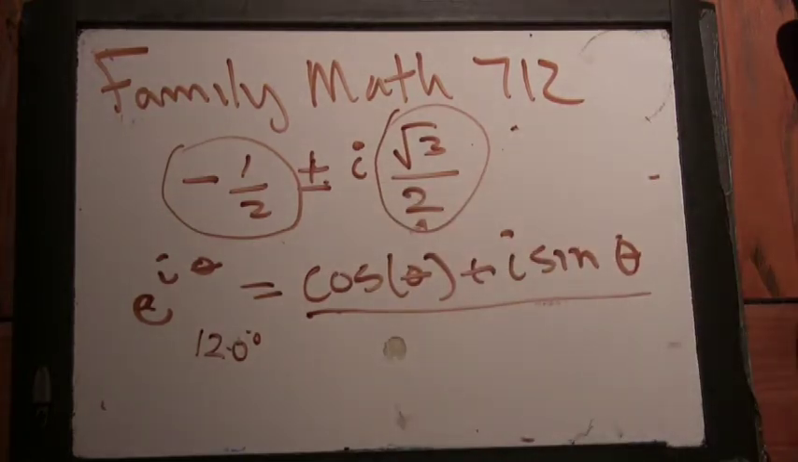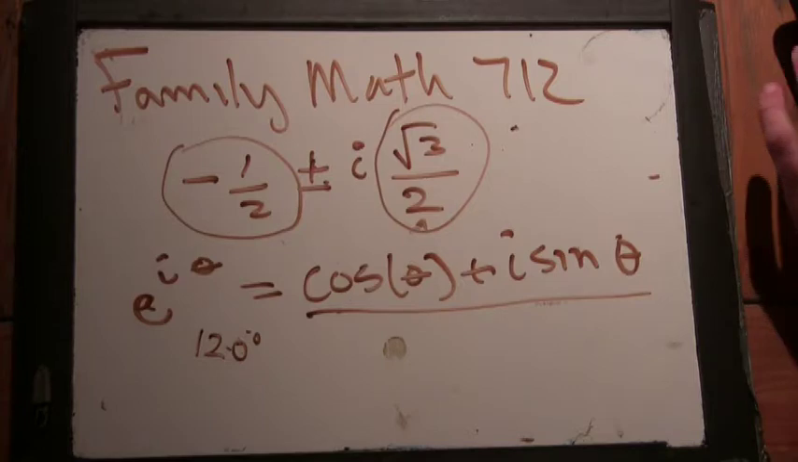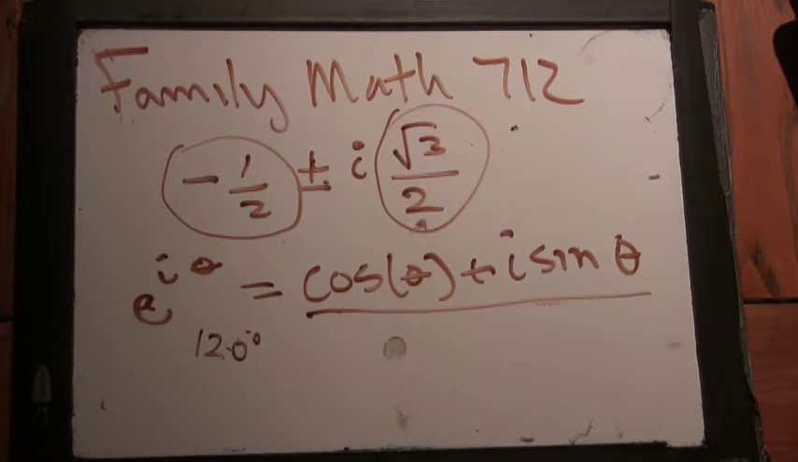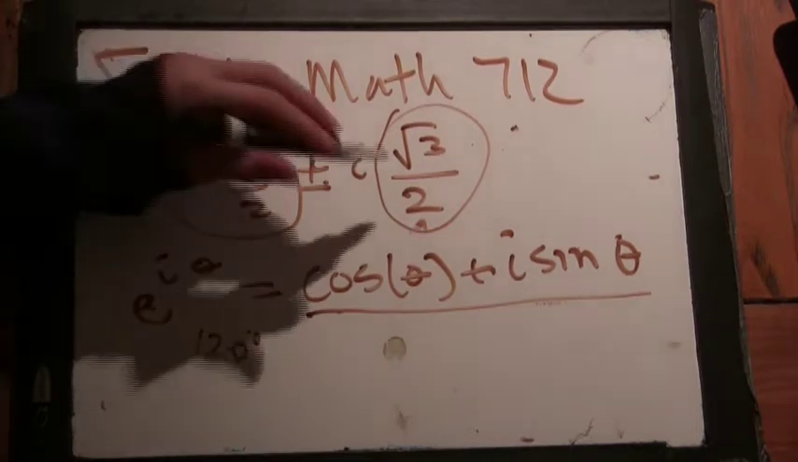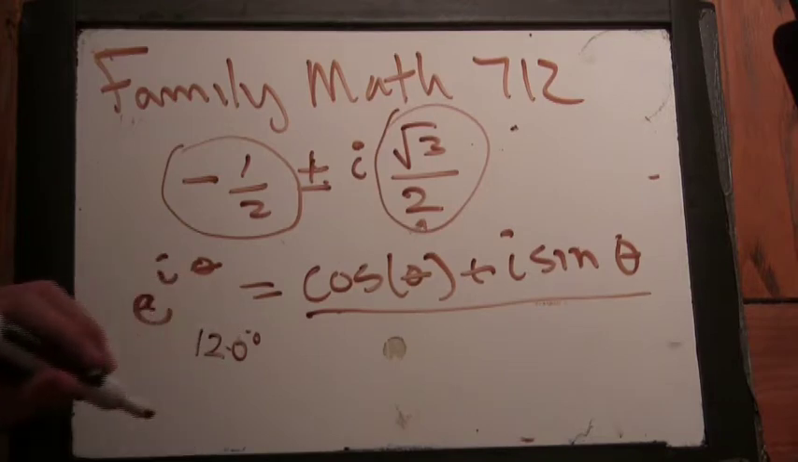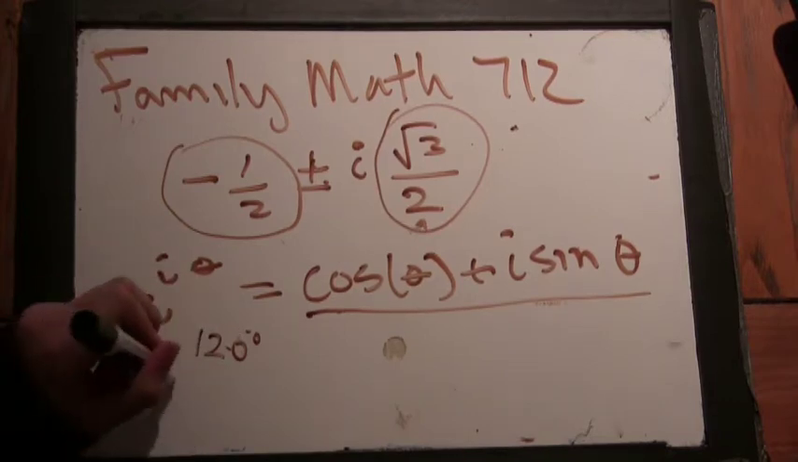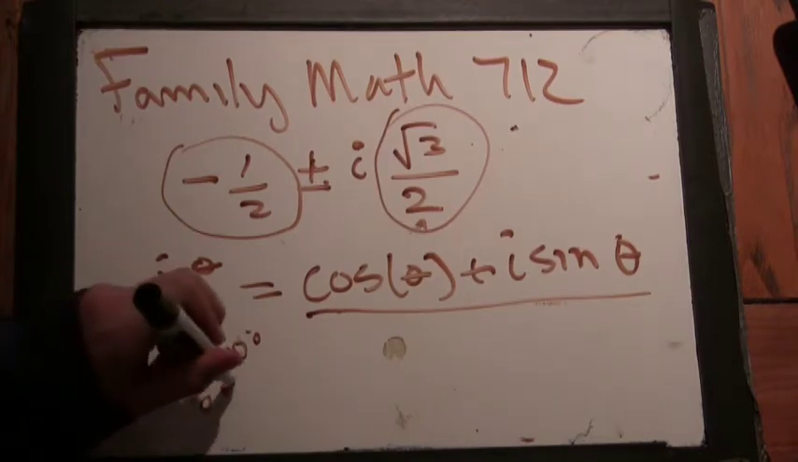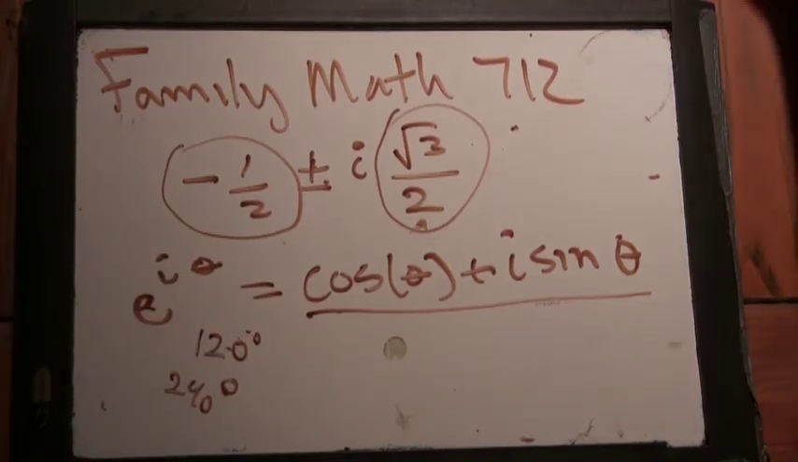Okay. And then we need, so we're going to need both to be negative, which is going to be 240 degrees. Okay. That's awesome. Our other one. Cool. Good job.